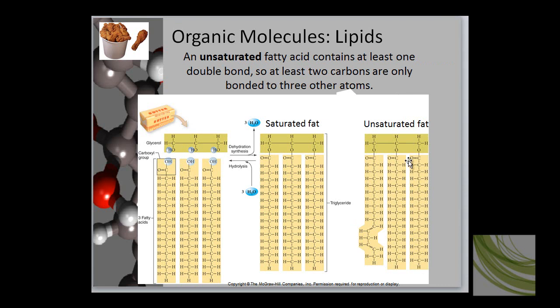Unsaturated fats have double bonds. So here's an unsaturated fat. Notice that between these 2 carbons, there are 2 lines. Each line represents a pair of shared electrons. So it's a double bond here between carbon and carbon. Now that means this is generally vegetable fats, and vegetable fats at room temperature are liquids. That's the only difference between unsaturated versus saturated fats.